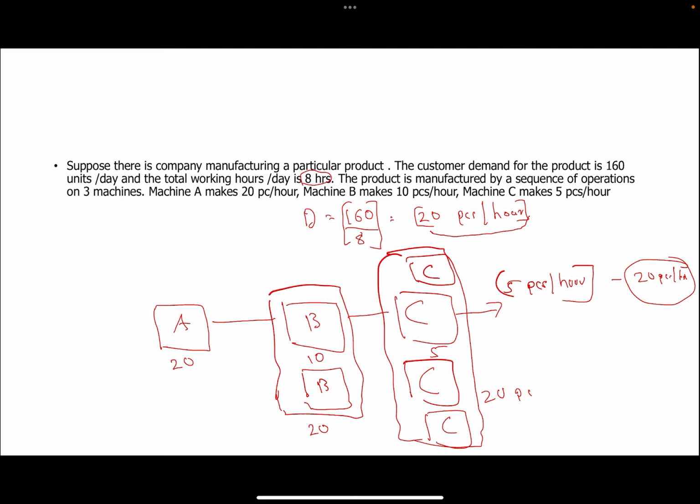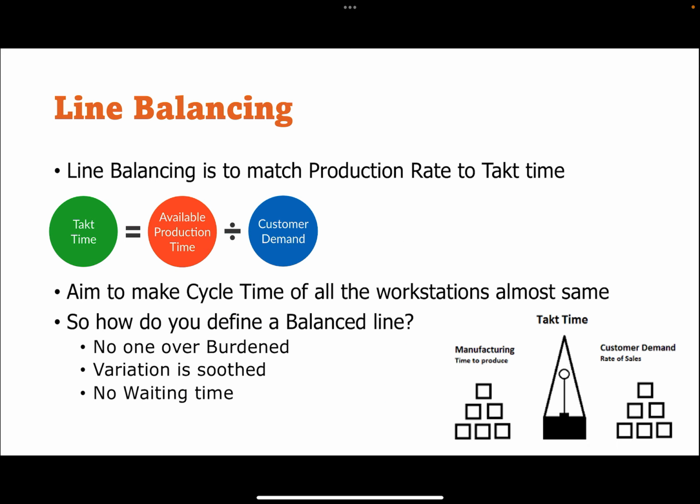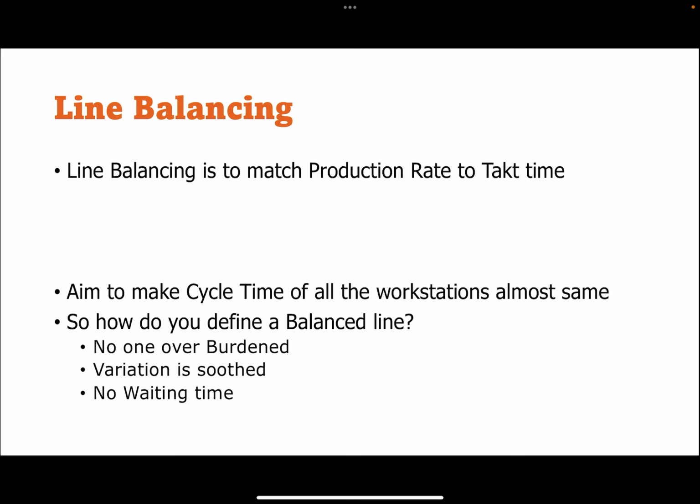Earlier we had a line that was highly unbalanced. That means one workstation produced more than the other. Now we are balancing the various stations. That means each station produces the same number of work pieces. So this is one example of line balancing. Now let us look at the various definitions of line balancing.